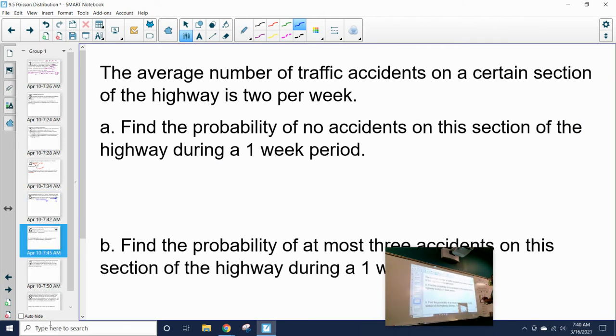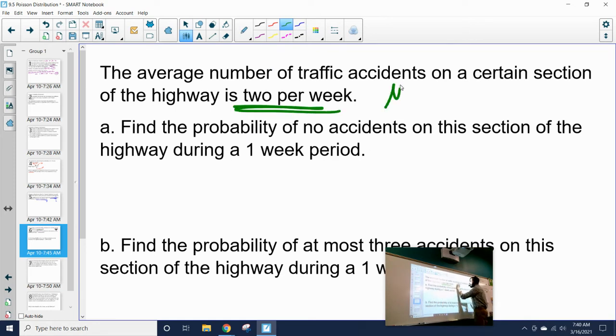So let's say the average number of traffic accidents at a certain intersection of the highway is 2 per week. Find the probability of no accidents occurring on this section of the highway during a 1-week period. So the average number of accidents is 2 per week.